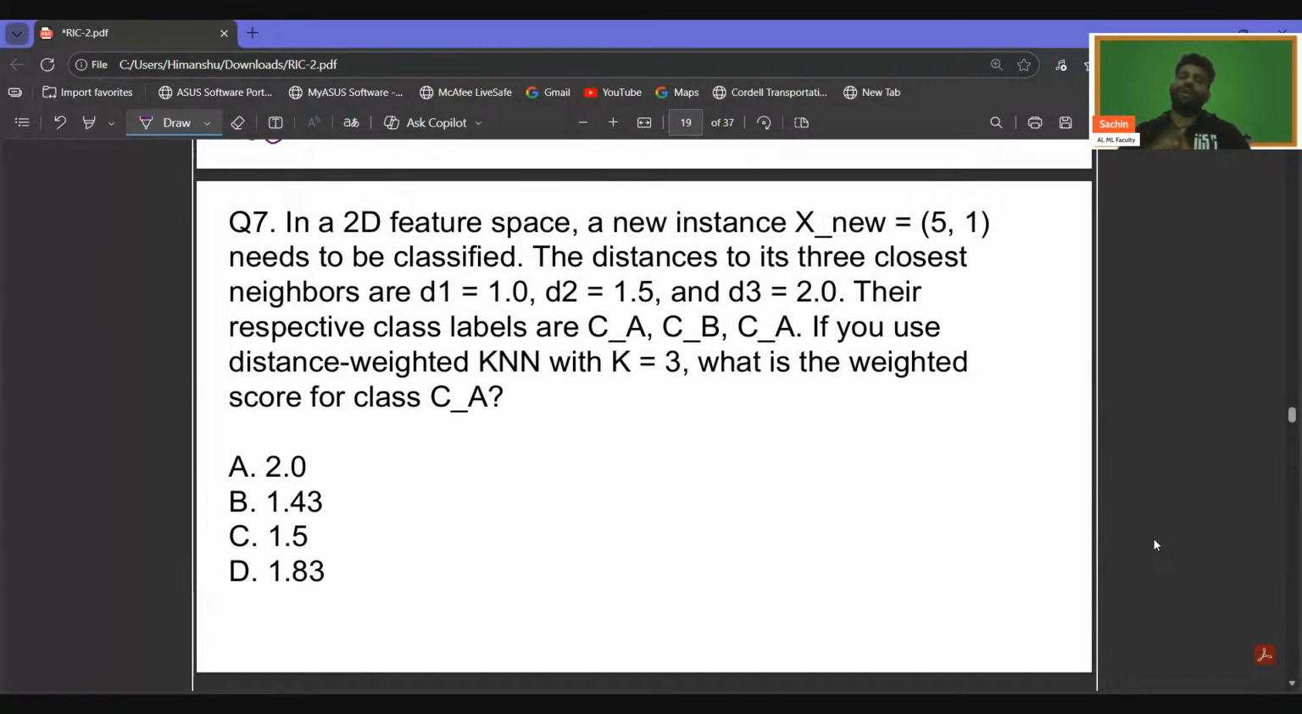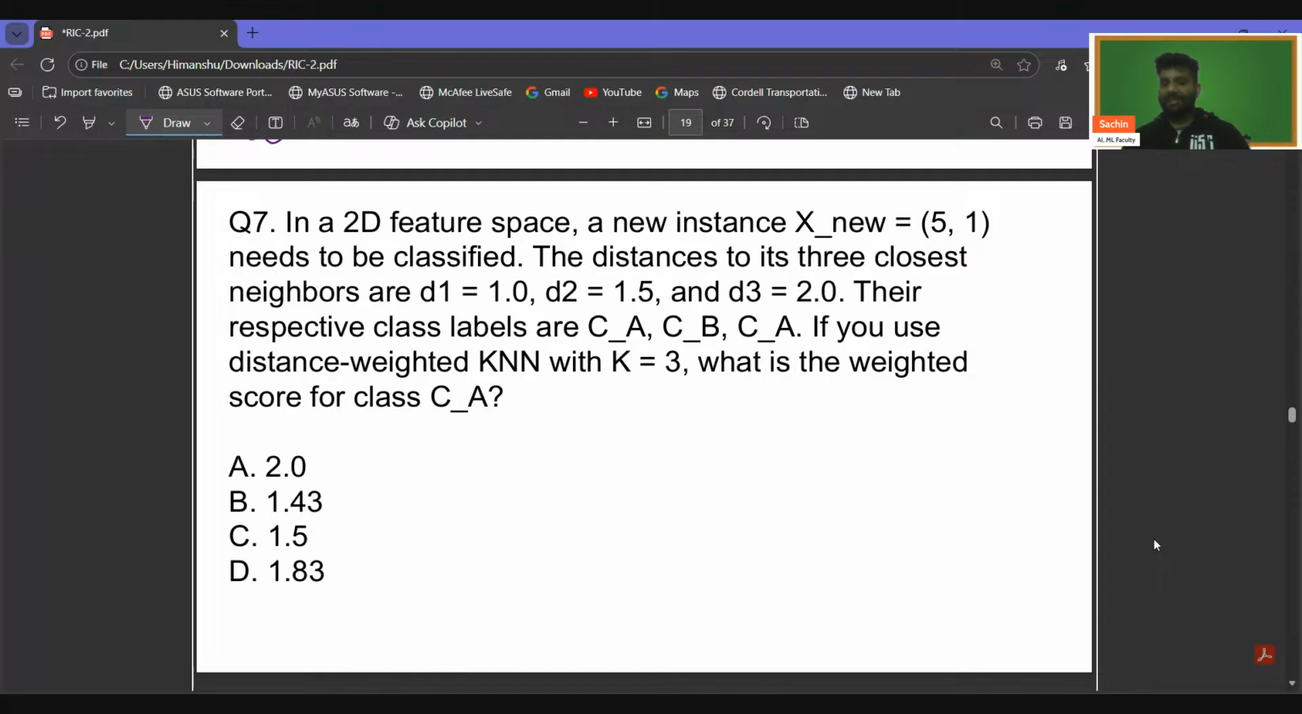I don't know whether you have heard about the weighted score for k nearest neighbors. What is that? I'll talk about this over here. So in a 2D feature space, a new instance X new, that means a new test data point, having coordinates 5, 1, needs to be classified. The distances to its 3 closest neighbors are already given: 1, 1.5, 2.0. Their respective class labels are class A, class B, class A.